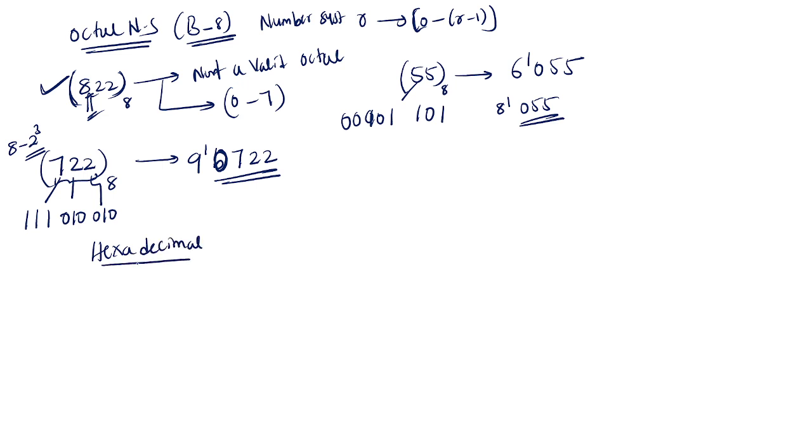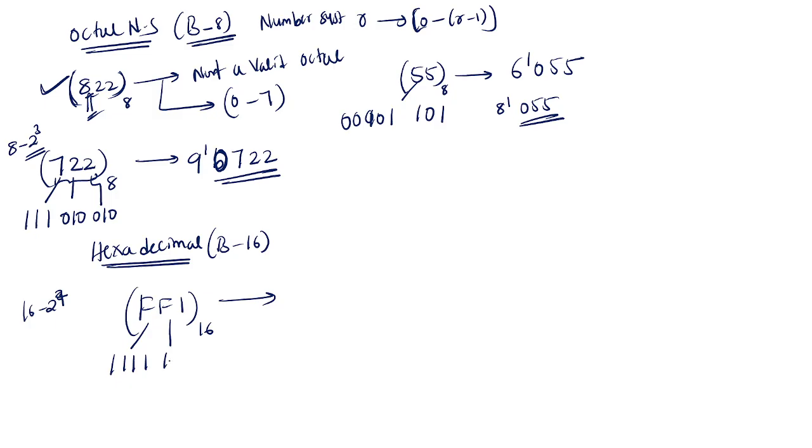Hexadecimal, which has the base 16. So FF1 to the base 16. How are we representing it? Convert this into binary. Internally it will convert into binary only. So this is 4 ones, and this is 4 ones, and this one is 0001. So how many bits are there? Size is 12'hFF1, like this. Okay.